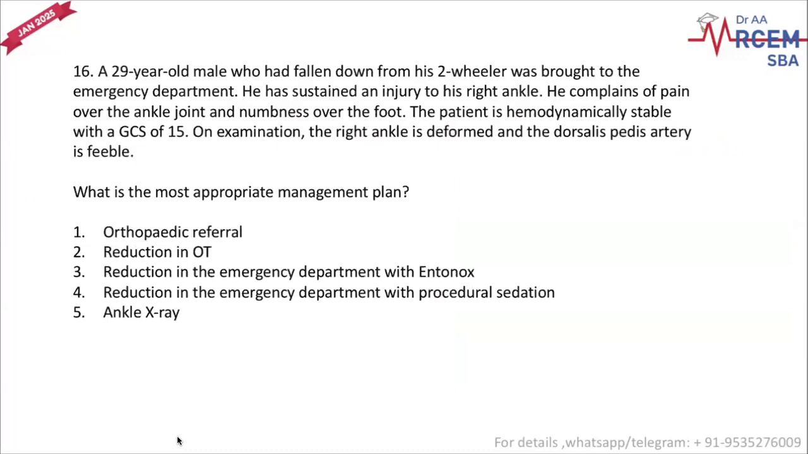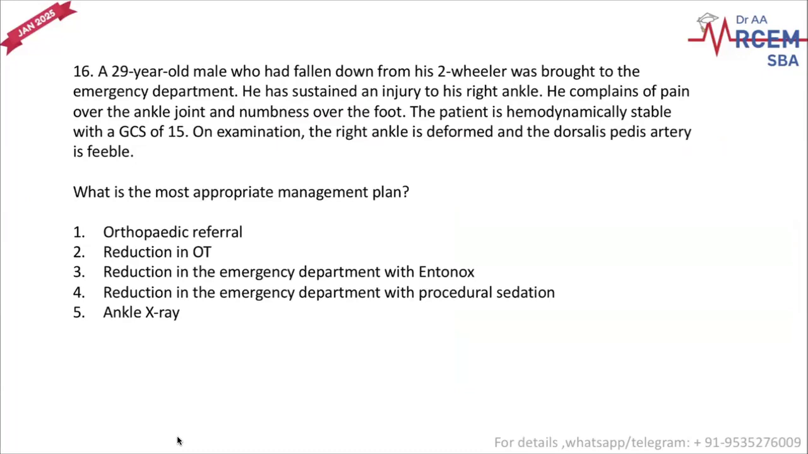A 29 year old male who has fallen down from his two-wheeler was brought to the emergency department. He sustained an injury to his right ankle. He complains of pain over the ankle joint and numbness over the foot. The patient is completely stable. On examination, the right ankle is deformed and the dorsalis pedis pulse is feeble. You cannot feel it. It is feeble. What is the most appropriate management plan?